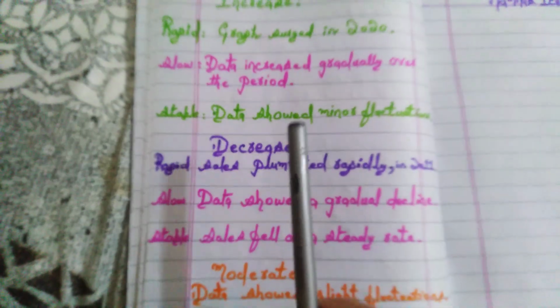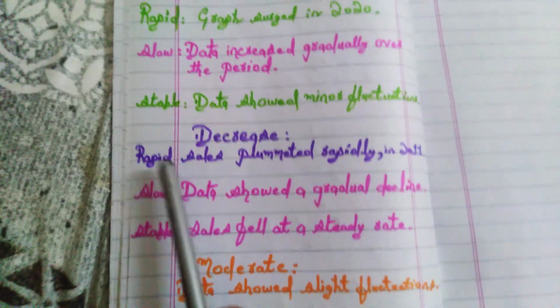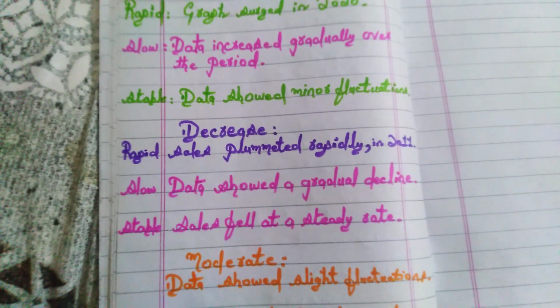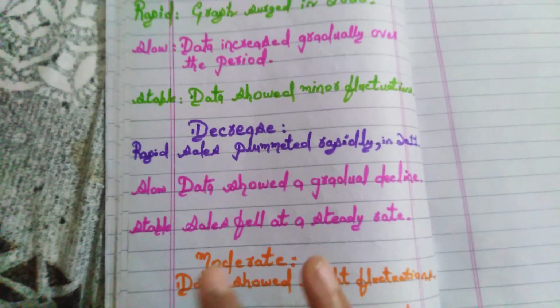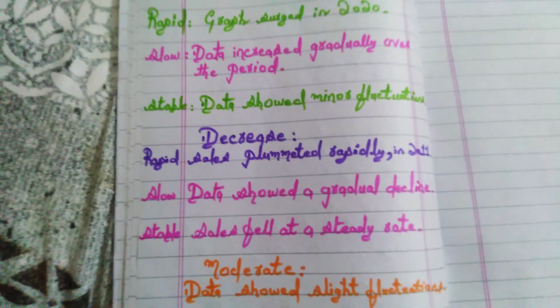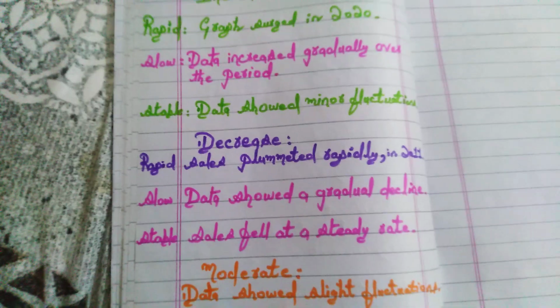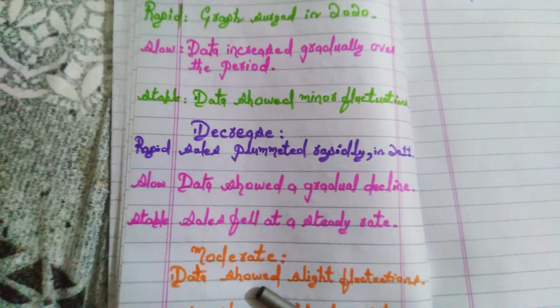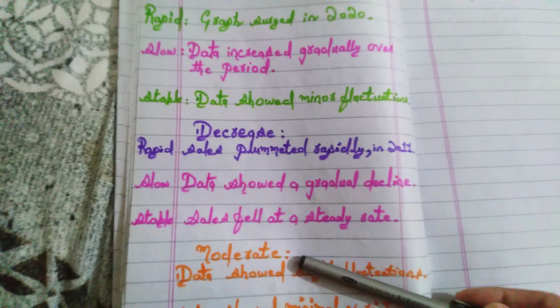And then another trend is the decreasing trend. If it's decreasing rapidly: sales plummeted rapidly in 2011. Just memorize these phrases. These are the advanced band 9 phrases, because the main thing to show in task 1 is just describing the trend, and a trend is always either increasing, decreasing or moderate. So just memorize these phrases to describe it.